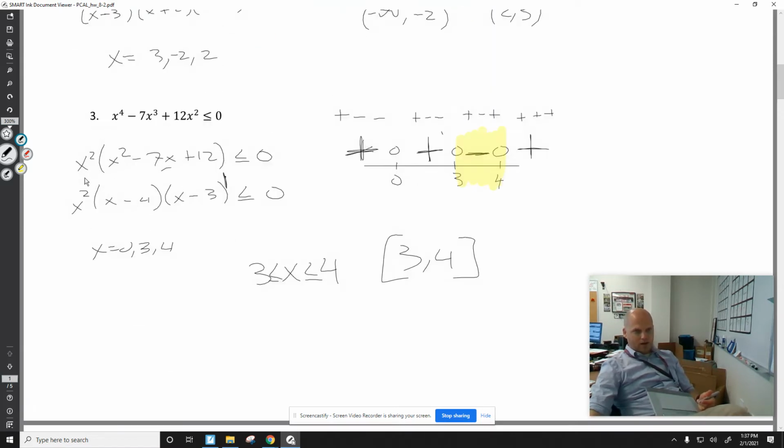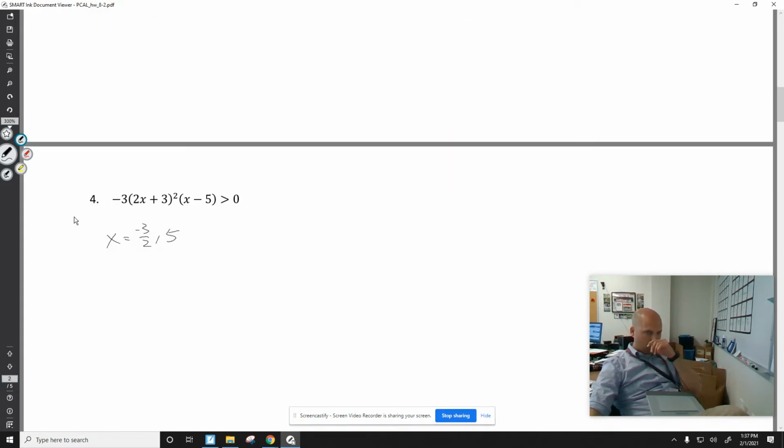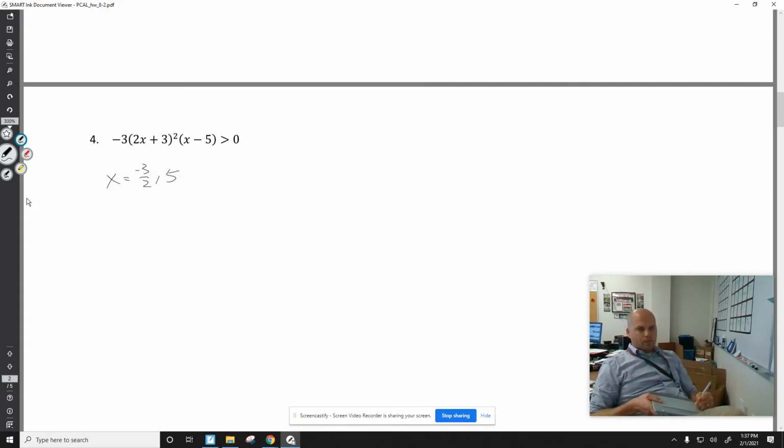Here, x squared was factored out. That's why 0 is a solution, because you plug in 0 for x, you get 0. Not the case here. All right, now, depending on the situation, maybe you want to use test points. Maybe you understand multiplicities. Let's look at this here.